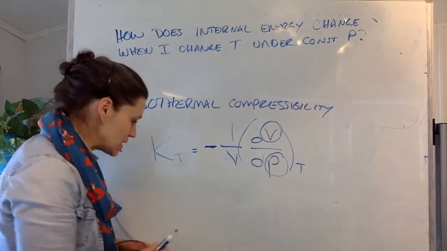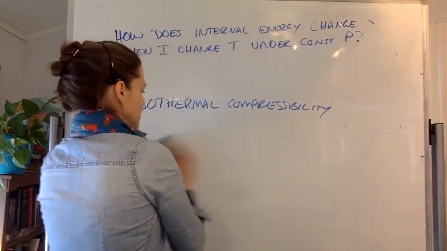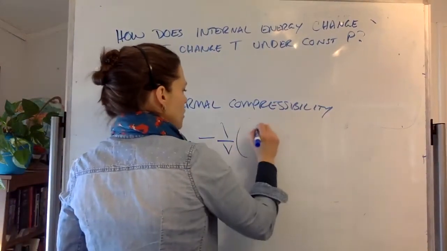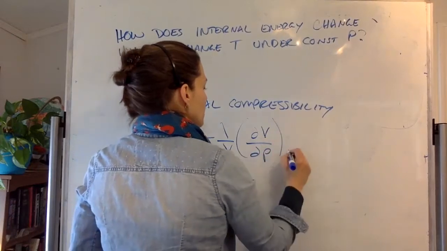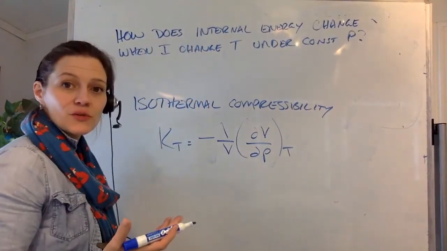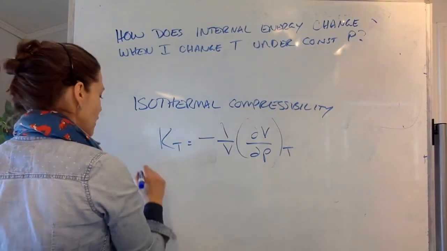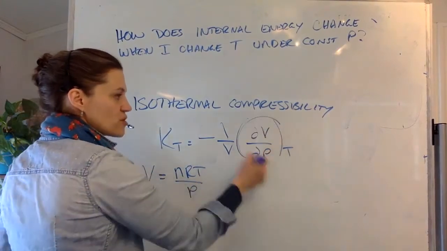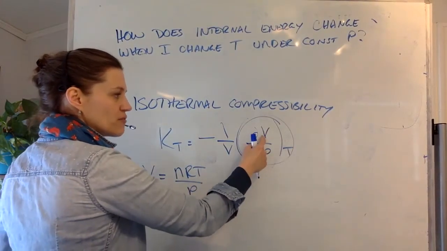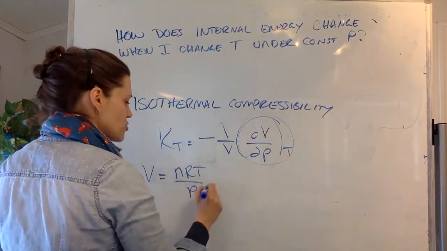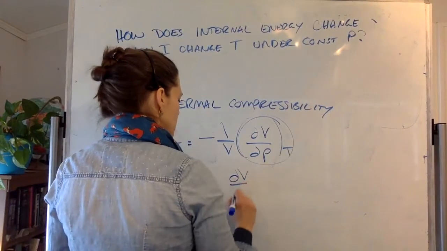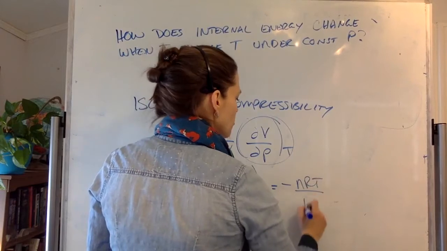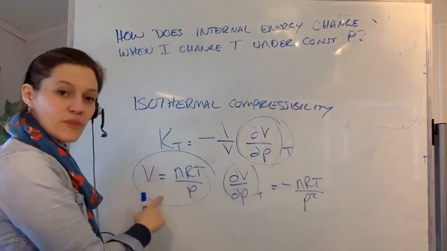Okay, so how would you use these? Well, just like the example I did in class. So if KT is equal to minus 1 over V, partial V partial P at constant T, let's say I want to know what the isothermal compressibility is for an ideal gas. Well, I know that the volume is equal to nRT over P. So this tells me that I need to see how the volume changes with respect to pressure at constant temperature. Well, that's simply dV/dP at constant T, which is equal to minus nRT over P squared. I've just taken the derivative of my ideal gas law.